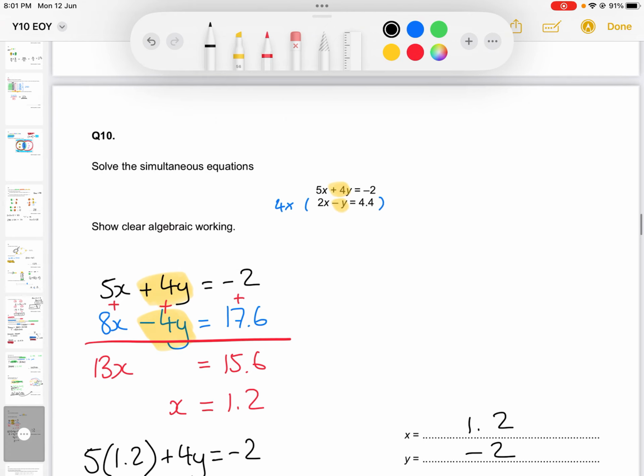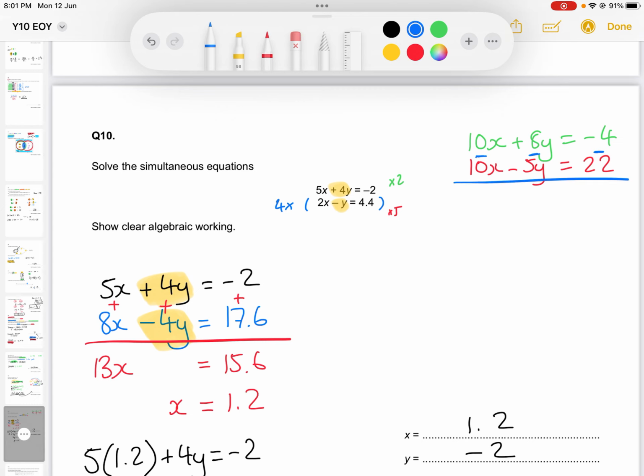The other way of doing this is if we actually try and make the x's the same. If I multiply the top equation by 2 and then multiply the bottom equation by 5, that will make both of these x terms become 10x's. The top one, if we double everything, it'll become 10x plus 8y equals minus 4. The second one becomes 10x minus 5y equals 22. Because of the fact that these two x's are the same, we need to take them away from each other in order to make them cancel.